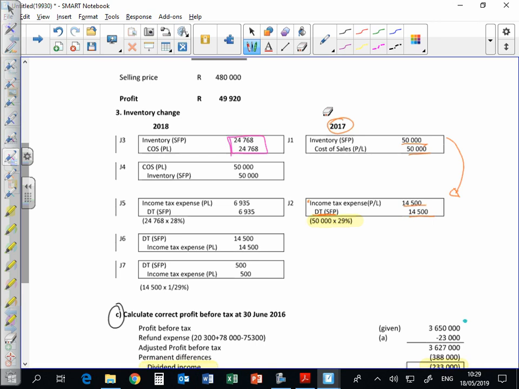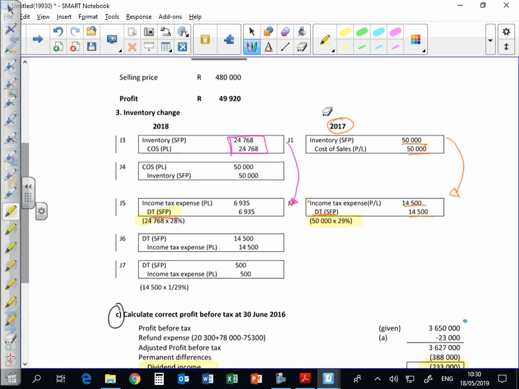In terms of our deferred tax, we then have a deferred tax movement. We debit our income tax expense, credit our deferred tax with 6,935, and that will be our 24,768 times 28% because our tax rate changed.